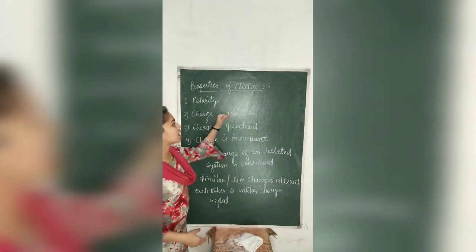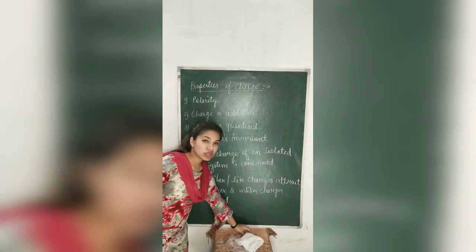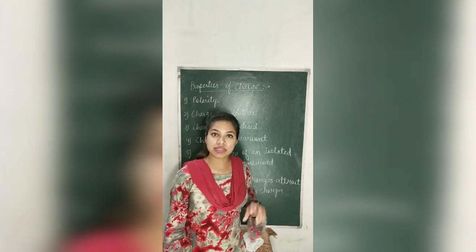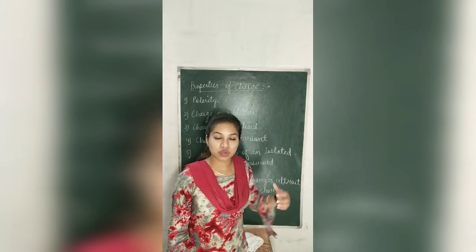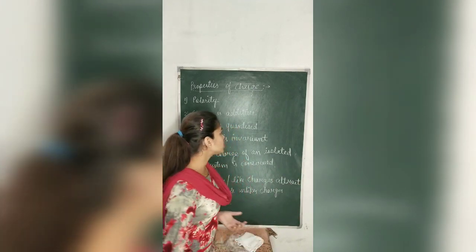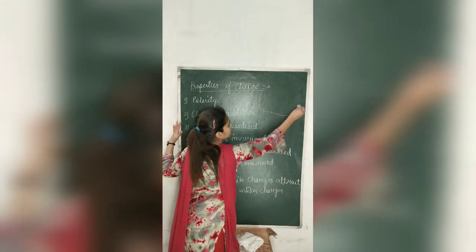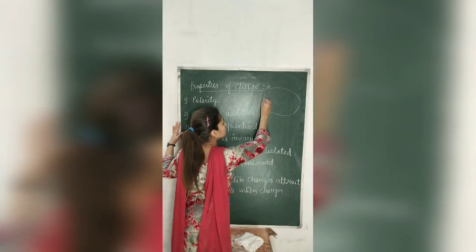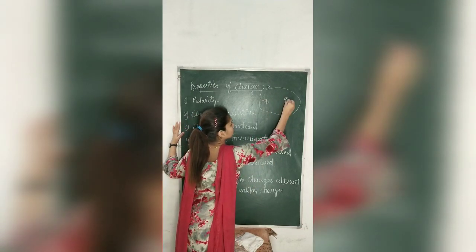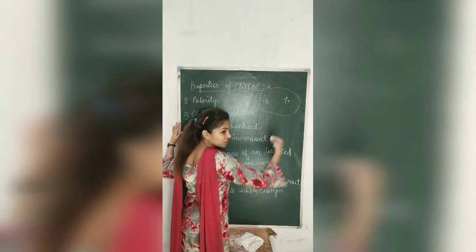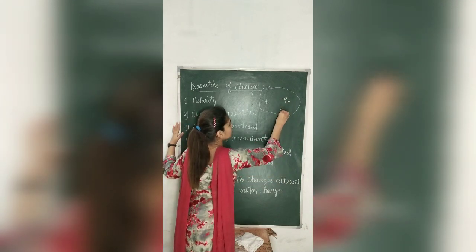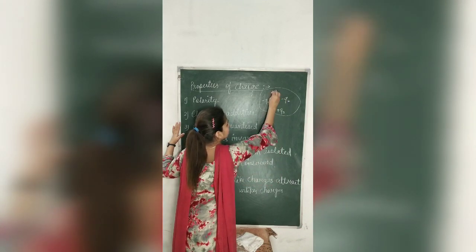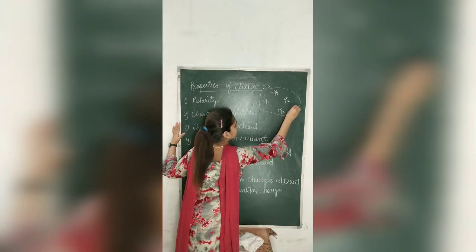Next, charge is additive in nature. What is the meaning of charge being additive in nature? It means we can take the sum of different charges in a system. Suppose here I have a system or a space in which charge 1, that is Q1, which is positive, is present, charge 2 is negative in nature, charge 3 again positive, charge 4 negative, and charge 5 again negative.